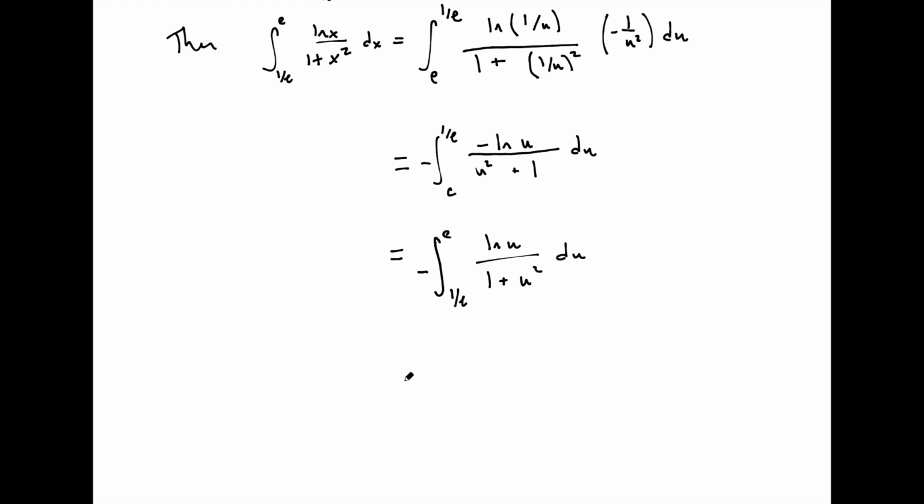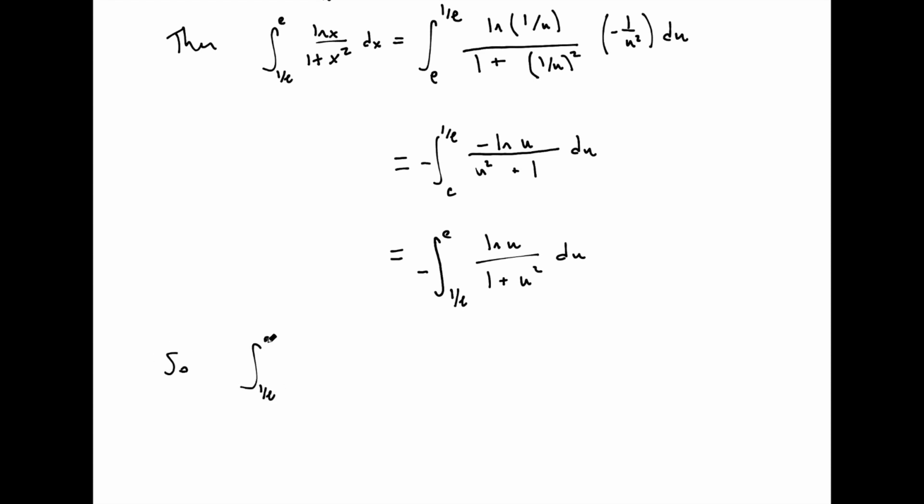Okay, let's reevaluate and see what we've shown. This thing right here looks exactly the same as what we started with. The only difference is that the dummy variable is different and there's a negative sign out front. Because u is a dummy variable, I can just switch back to x. I could call this whatever I want. I could call it u, I could call it smiley face. I'll just call it x again, and here's the summary of what we've shown.